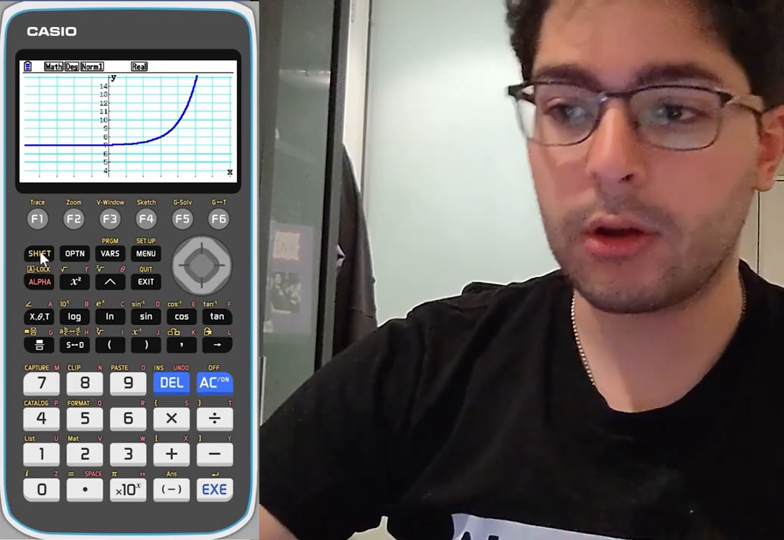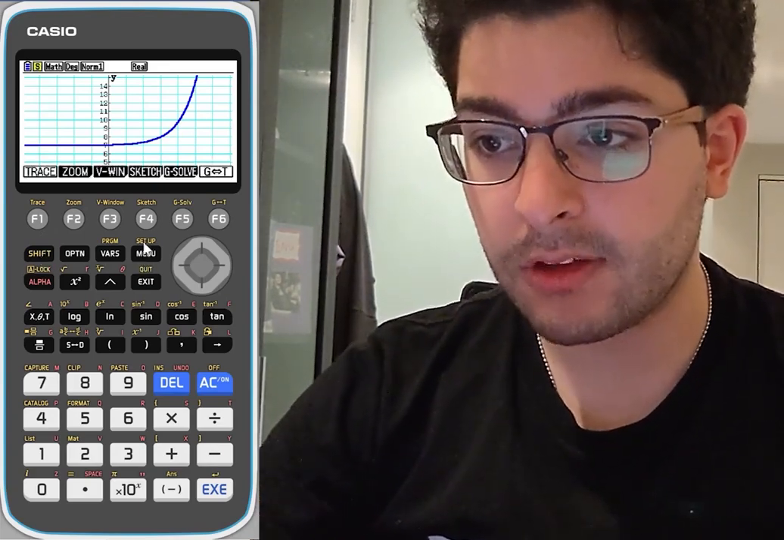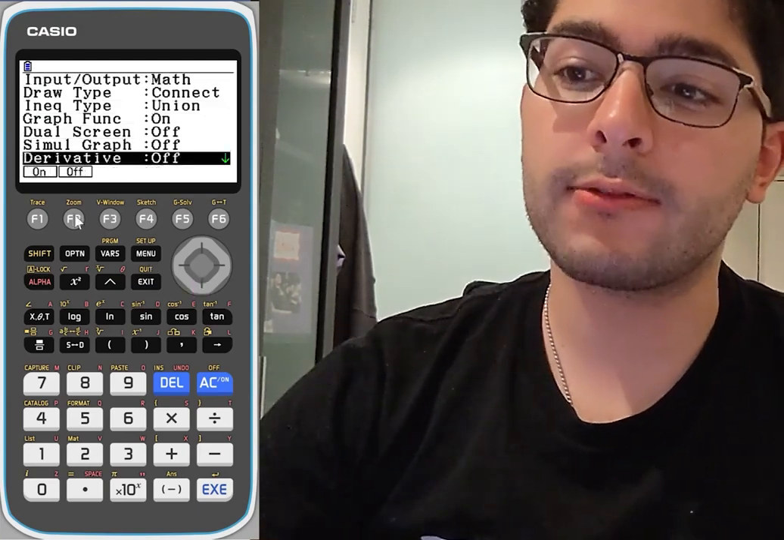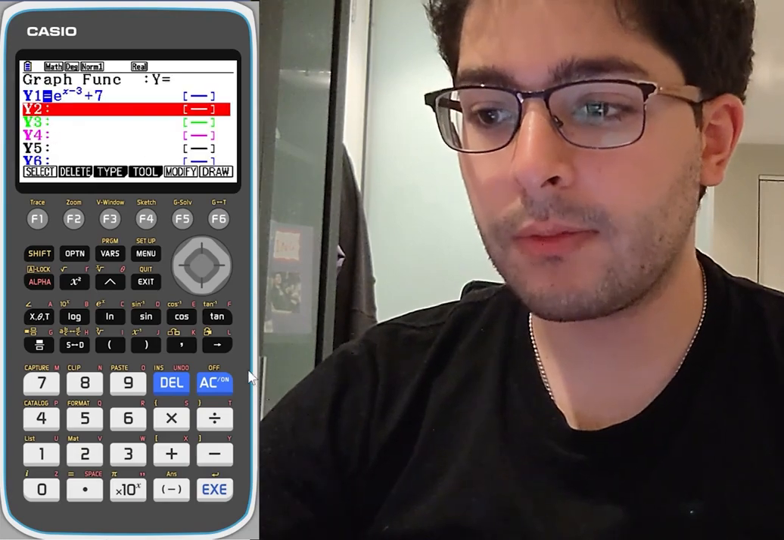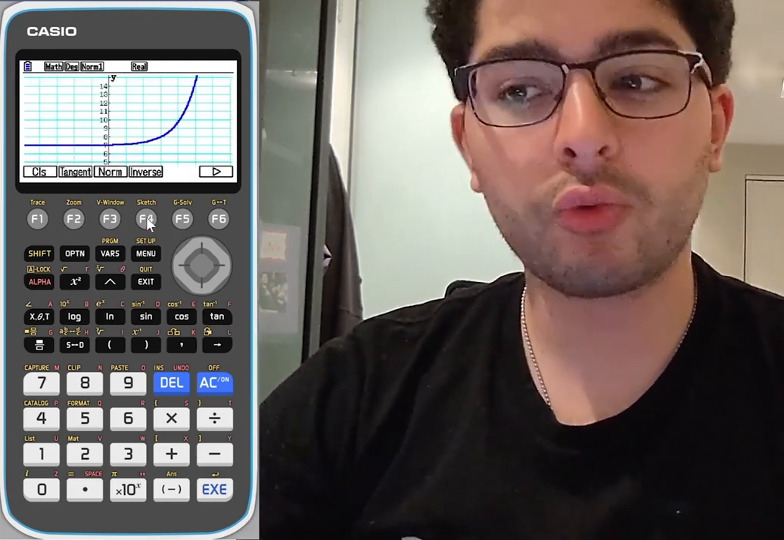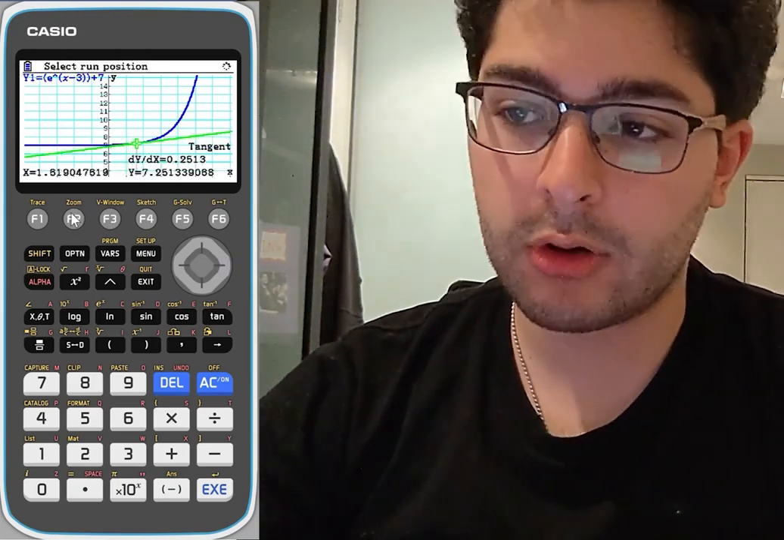Now what we first of all need to do is go to settings. So we're going to go shift and menu, because if we press shift and menu, it gives us setup. So we're going to go to setup, and then we're going to turn derivative on. Then if we exit now and graph it, what I can press is sketch right here, press tangent, and then I get to move a slider around.